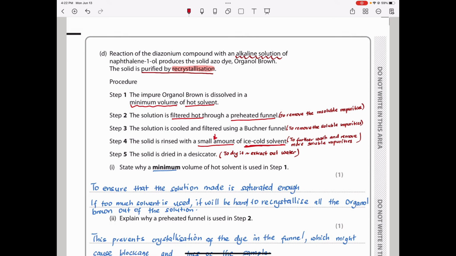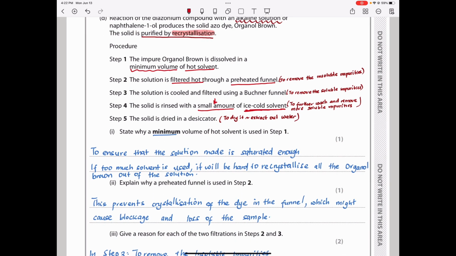Now the questions. They say, state why a minimum volume of hot solvent is used in step 1. To ensure that the solution is made saturated enough. Remember, you have your crystals and you put in some solvent. You do not want to use too much. The reason we put in hot solvent is we want to make sure the crystals of interest dissolve. However, anything that does not dissolve, we're going to filter out because it's going to be an impurity. We don't need too much solvent, because then we have to evaporate it off during cooling down, which could be very hard to do. So if too much solvent is used, it will be hard to recrystallize the organobrown from the solution.